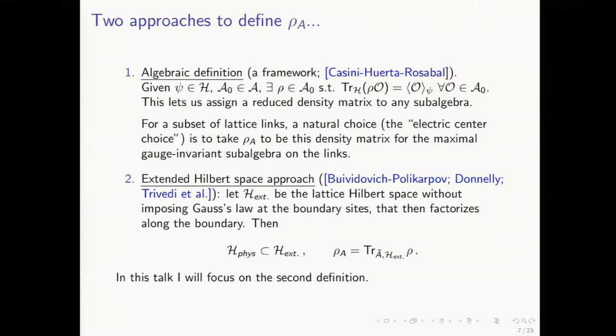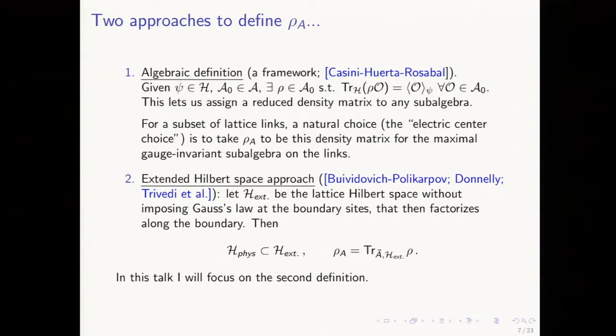This is a unique and completely well-defined thing you can do for any region of the lattice. And then, you can take any state in your physical Hilbert space embedded in the extended Hilbert space with zero support on the orthogonal complement and compute a reduced density matrix by taking a partial trace in the larger Hilbert space.